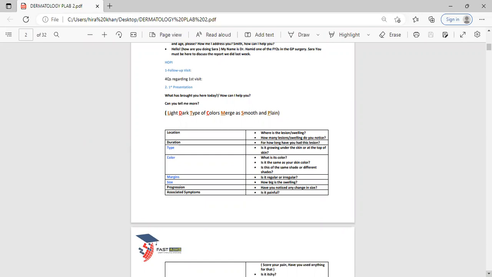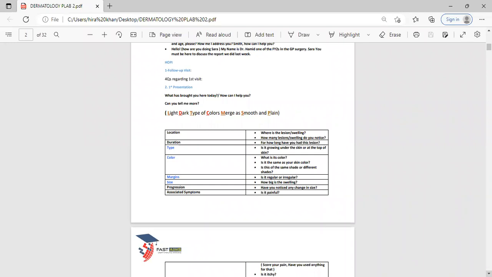And then ask about the color, because regarding any kind of lesions, the color is very important to identify or to differentiate between the different kinds of lesions. So you have to ask all these questions. Like, what will you ask about the color? Where is it? What is its color? Is it the same as your skin color? And is it of the same shade? Or you can say, is the color uniform? Because by asking these questions, you are actually differentiating the benign from the malignant one.